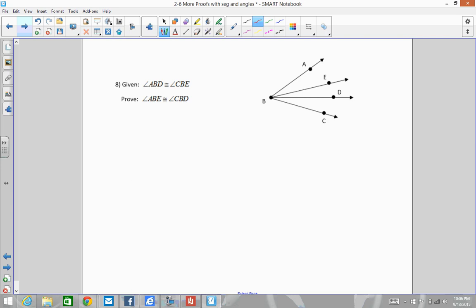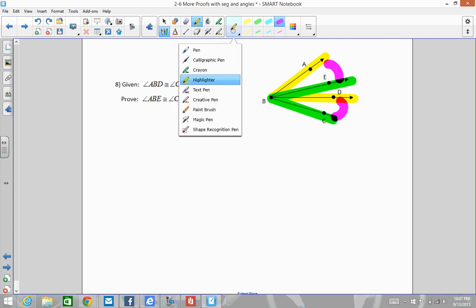Okay, so let's look at this one. This one says that I know that ABD, which is this whole angle right here, is equal to CBE, which is this angle right here. We know those two angles are equal. What we want to prove, though, is that ABE, which is this angle here, is congruent to this angle here. That's what we're trying to prove. All right, and so this is another nice long property that we want to have as a building block so we can work with and create other proofs.